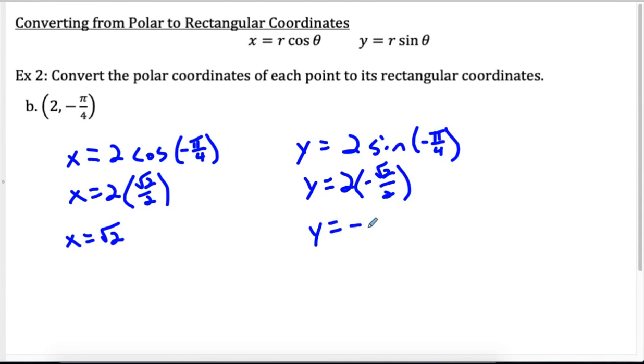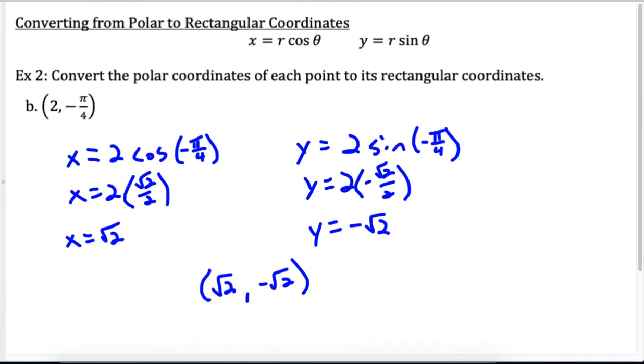So this would end up being just negative radical 2, and I can say that my coordinate point would be square root of 2, negative square root of 2. Okay, so this is the polar representation. This is the rectangular representation of that point.